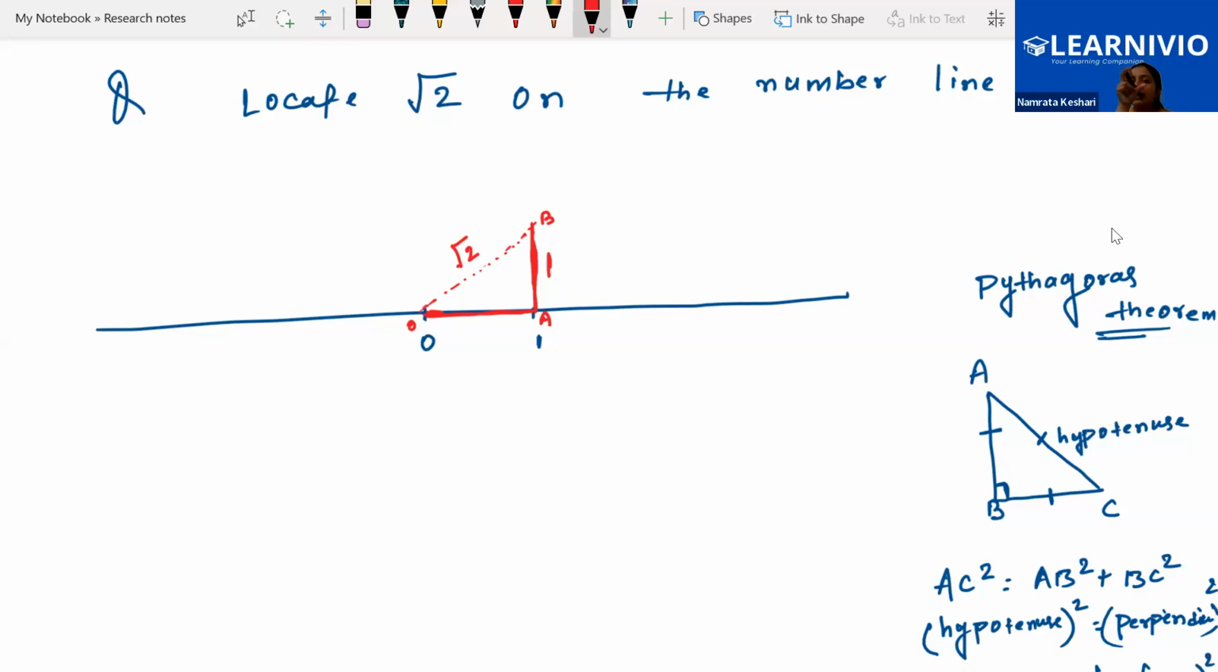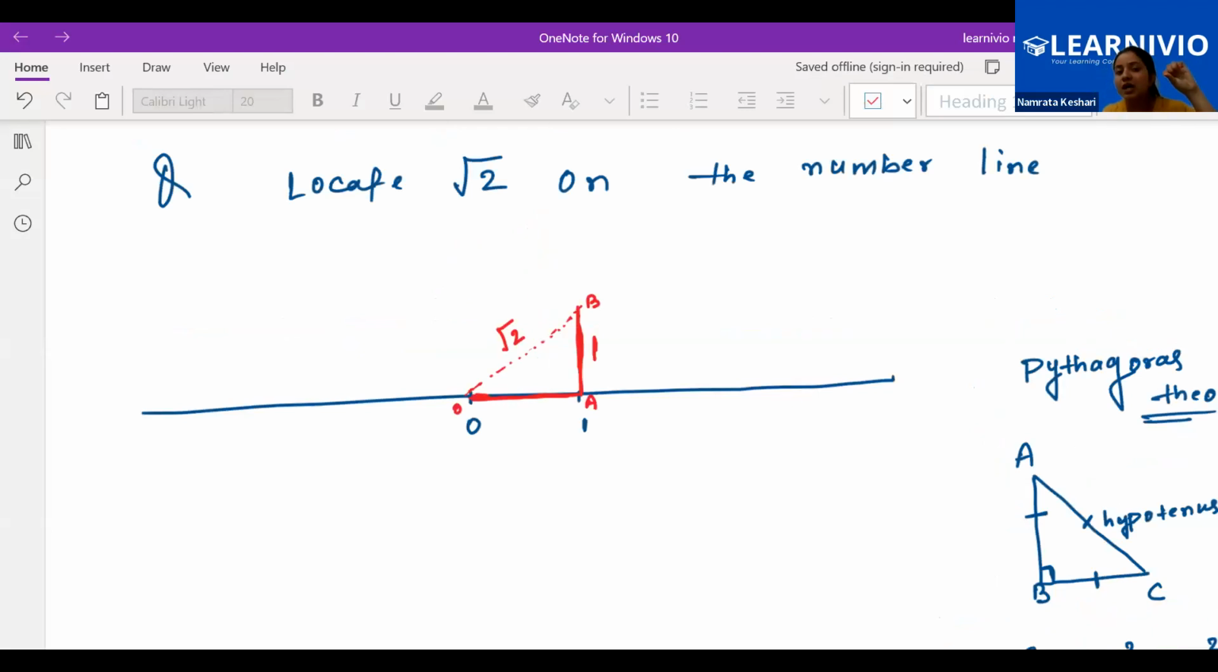Now, whatever is the length of this side OB, just take that length in your compass. Keep the needle of the compass on point O and measure OB. Once you measure this OB, that is exactly root 2. Previously we were not aware how much is root 2. It is 1.4 and then infinite numbers. Now in our compass, we have exactly root 2.